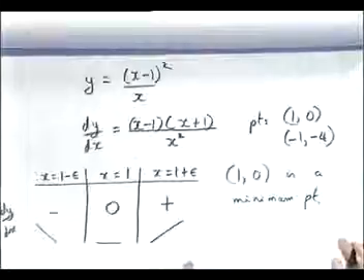And notice what we've done is go back to basics. This is how we arrived at our test for d2y by dx squared. Now let's do it again for this point, (minus 1, minus 4).